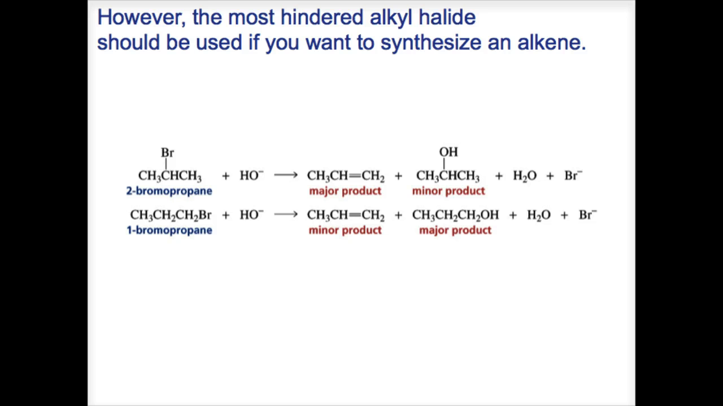However, the most hindered alkyl halide should be used if you want to synthesize an alkene. You should choose the most hindered alkyl halide in order to maximize the elimination product and minimize the substitution product. For example, 2-bromopropane would be a better starting material than 1-bromopropane for the synthesis of propene, because the secondary alkyl halide would give a higher yield of the desired elimination product and a lower yield of the competing substitution product. The percentage of alkene could be further increased by using a sterically hindered base like tert-butoxide instead of the hydroxide ion that we see here.